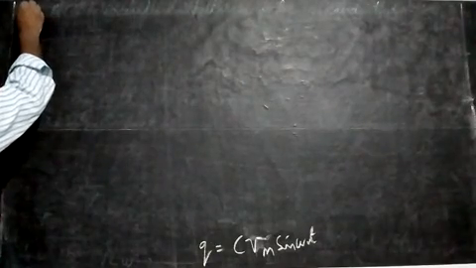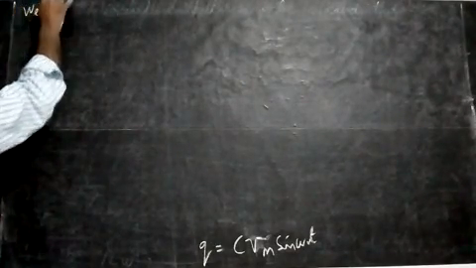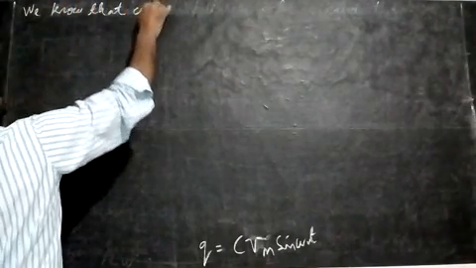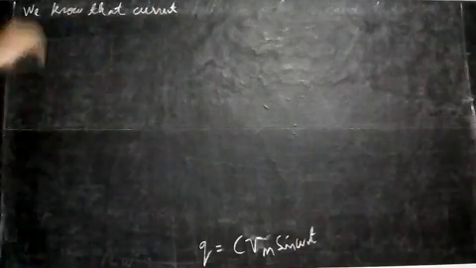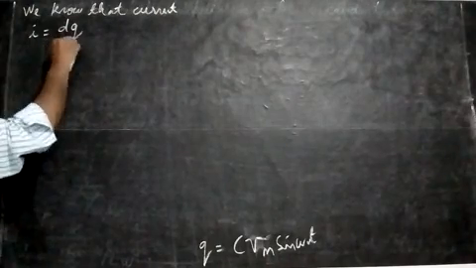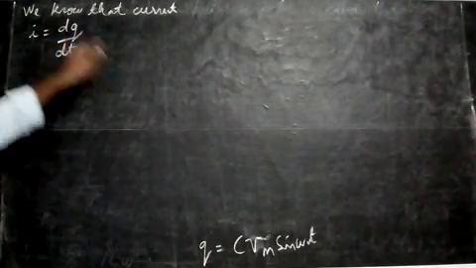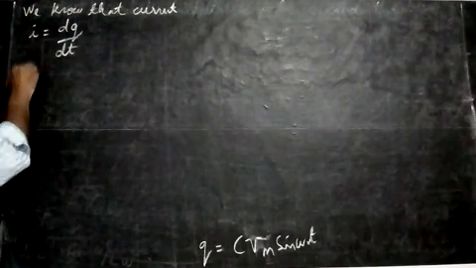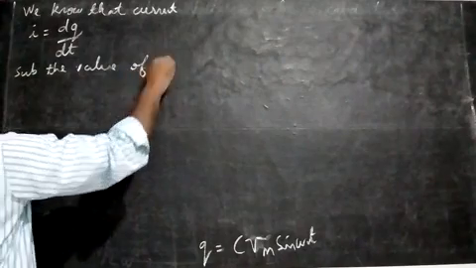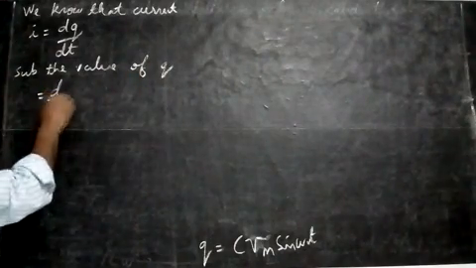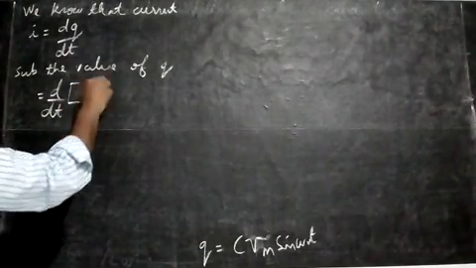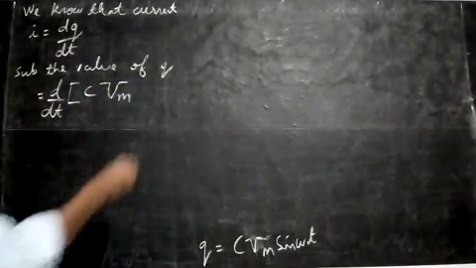We know that current means the flow of charges per unit time, that is I is equal to dq by dt. Now we have Q, so substitute the value of Q here. Q we got, so I is d by dt of C into Vm sine omega t.